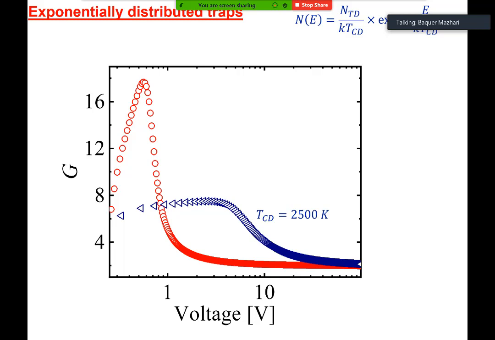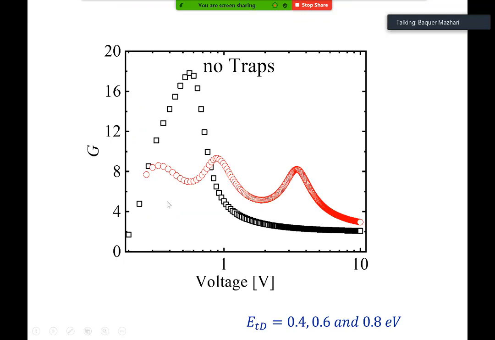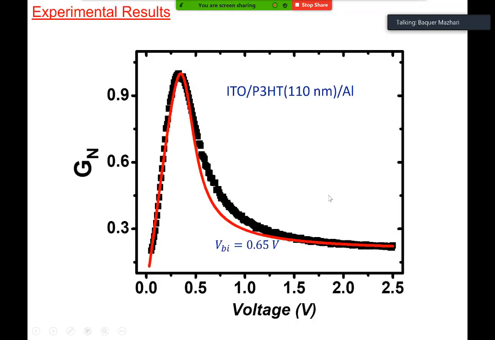You could tell whether there are traps present. You could tell whether there are exponential, discrete, or Gaussian distributed traps, and you could extract more information. If you have more than one trap, you could get more than one peak as well. So these are simulation results. So let me show you the experimental results.